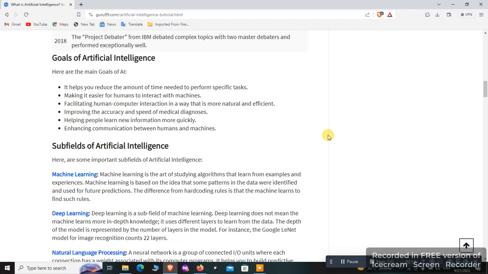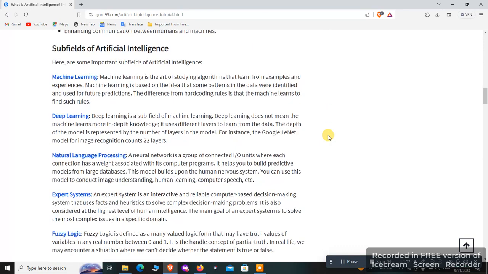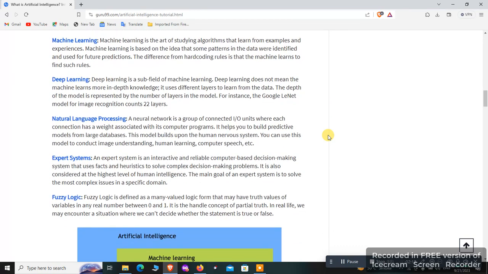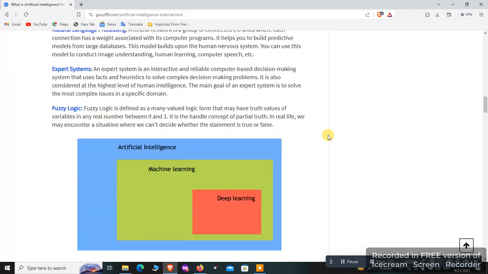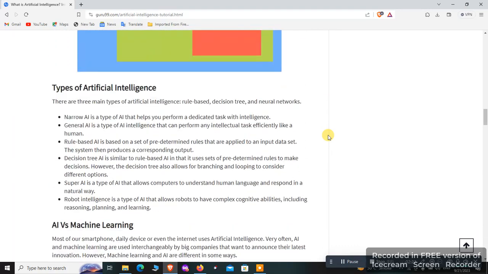Subfields of artificial intelligence. Here are some important subfields of artificial intelligence. First is machine learning, second is deep learning, third is natural language processing, fourth is expert system, and fifth is fuzzy logic.